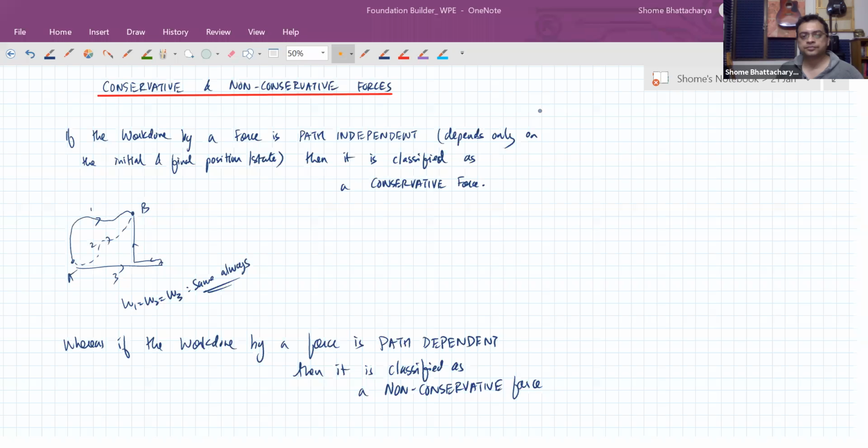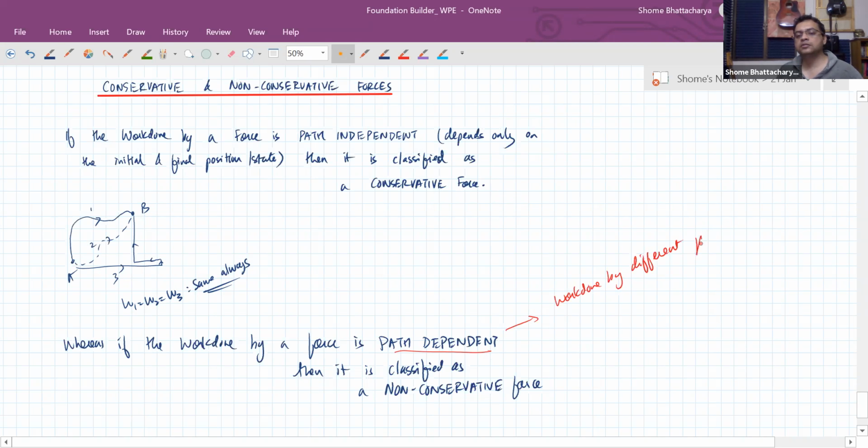So basically, what we mean by saying path dependent is that the work done by different paths will be different, but between the same 2 points, same initial and final state, but different paths. It will be different. So in that example, going from A to B, if the work done by path 1 is not equal to work done by path 2, then it is non-conservative.